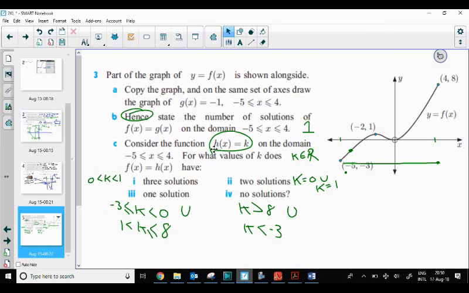Not too tough. Anyhow, that's the end of chapter 2. Rocking and rolling right along. Onward to exponentials.